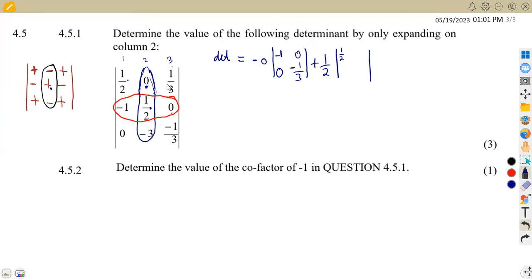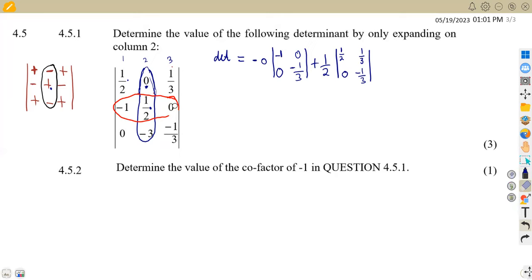On this part, we remain with a third. On this part, we are remaining with a zero. On this part, we are remaining with minus a third. This gives us a matrix, and you determine the determinant. So that is how you expand. We move on to the other part.